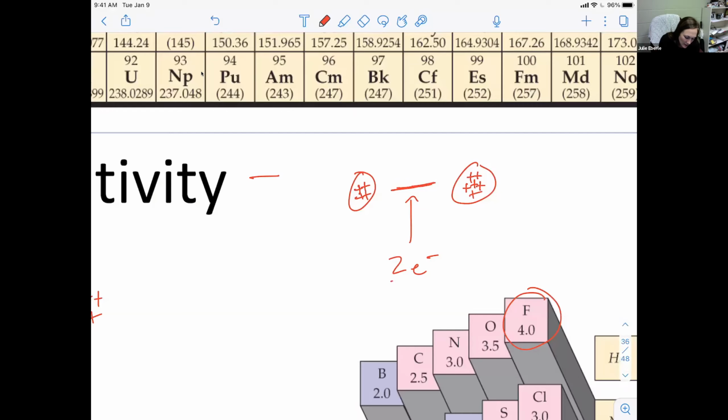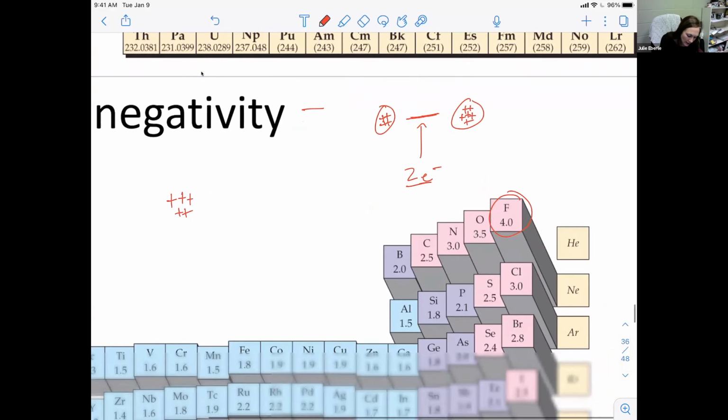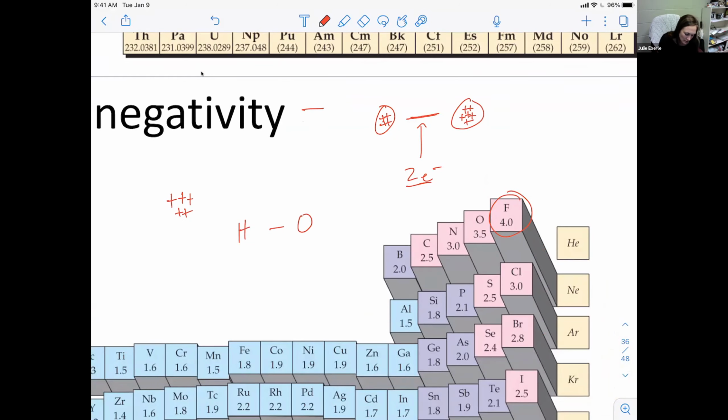So each of these 2 electrons, they don't know which way to go. They're both pulled evenly by the nucleus of each oxygen atom. It's like tug of war. Neither side is going to win. Now, the moment you have a bond with, let's say, hydrogen versus oxygen, and there are 2 electrons sitting in between these atoms, which way are the electrons going to be pulled? We've got 1 proton on this side, and we've got 8 protons.